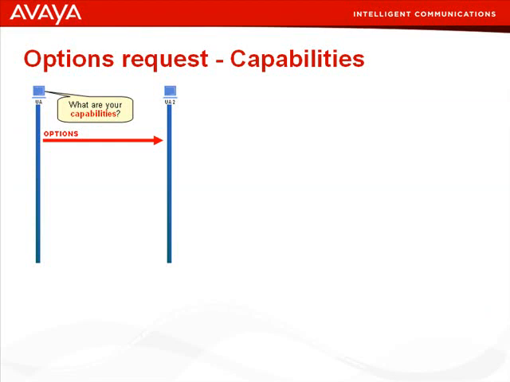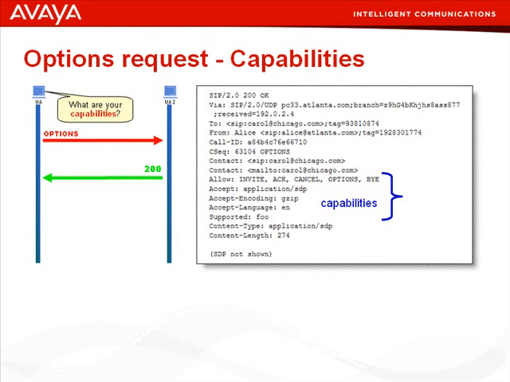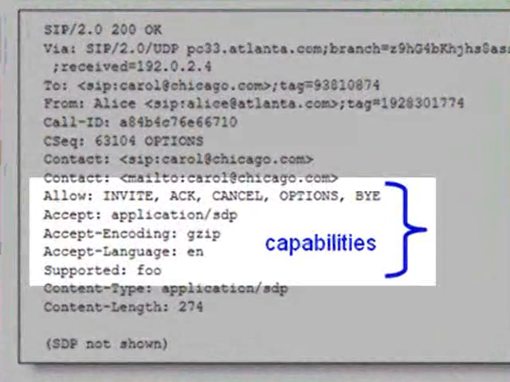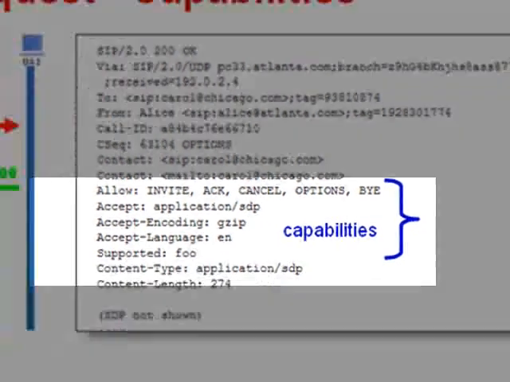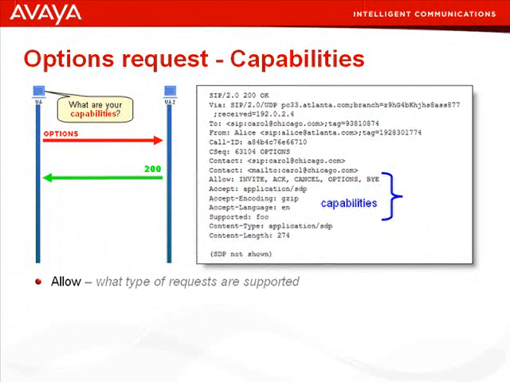If the user agent is happy to provide his capabilities, he'll send back a 200 OK, a success response that now includes additional headers that describe his capabilities. The allow header contains a list of all the types of requests supported by the user agent. We can see from this example that the user agent knows about almost all of the standard SIP requests. In fact, the only one it doesn't know about is the register request. Now, we haven't talked about the register request yet, but after we do in the next lesson, it'll be clear why this user agent doesn't support it.